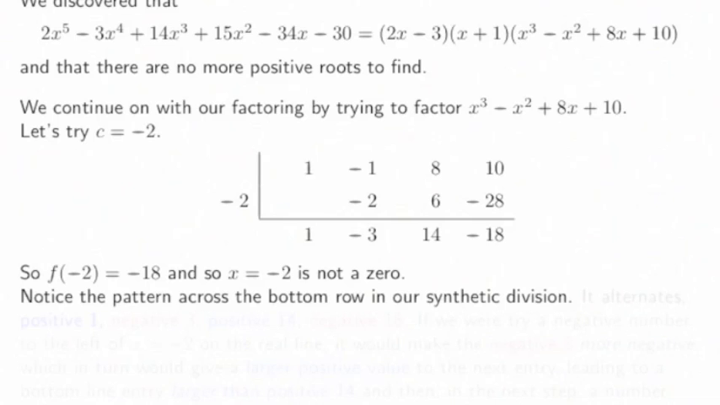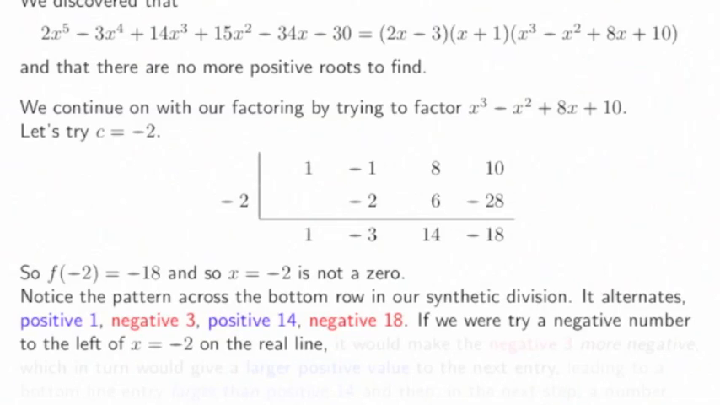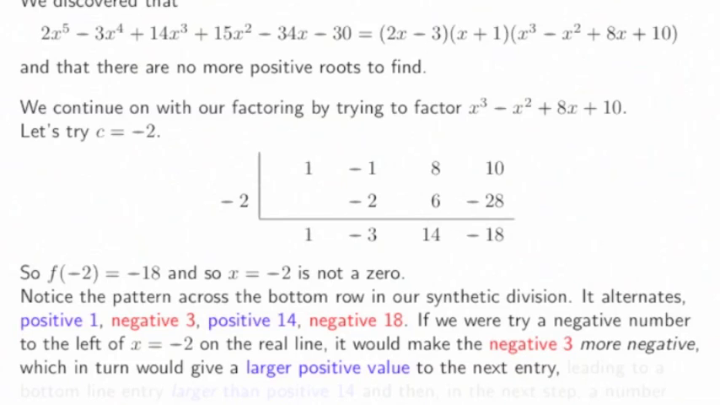However, notice the pattern across the bottom row this time. When we plugged in a negative number, the pattern alternates. It has a positive 1, then a negative 3, then a positive 14, then a negative 18. If we were to try a more negative number like minus 5 or minus 10, it would only make the negative 3 more negative because we would be getting a middle row in which we're always multiplying by this negative. So the middle row would get larger in absolute value.